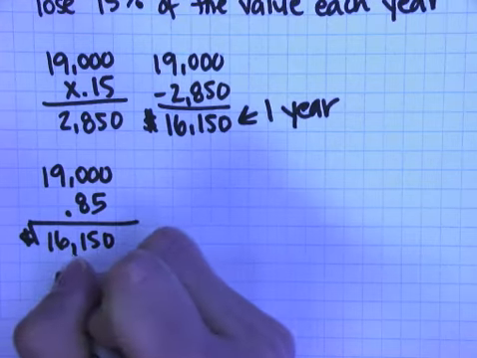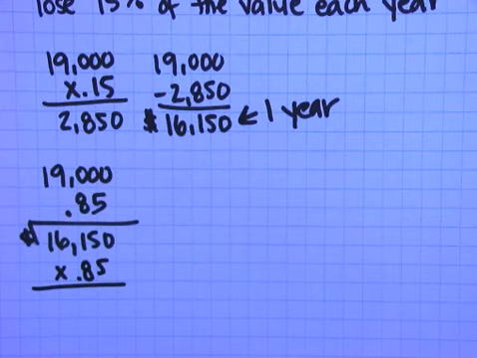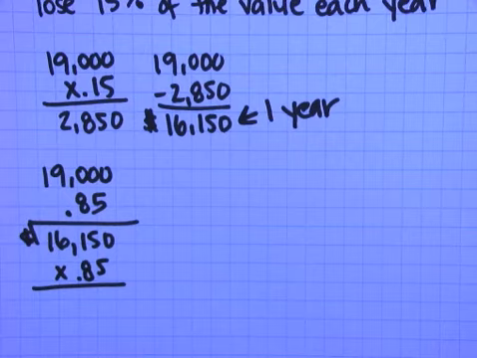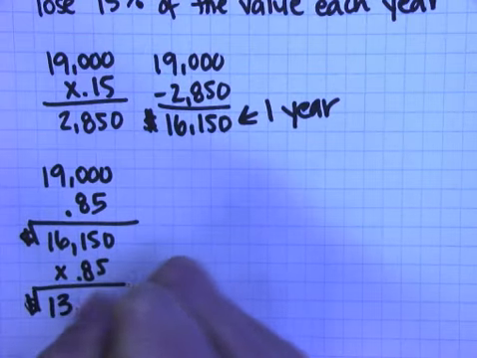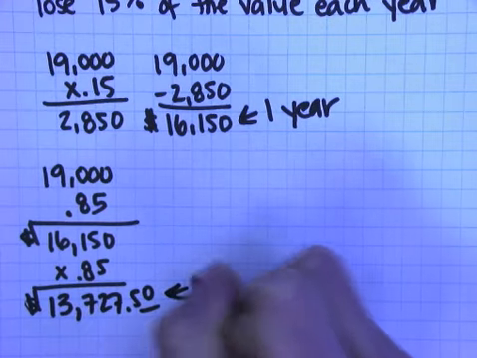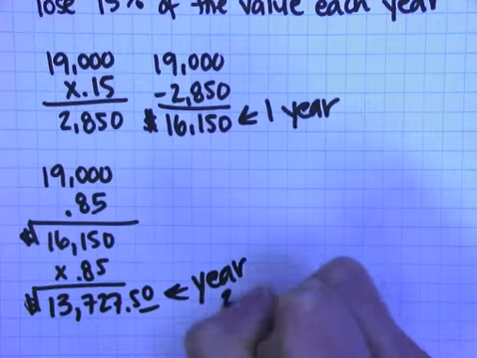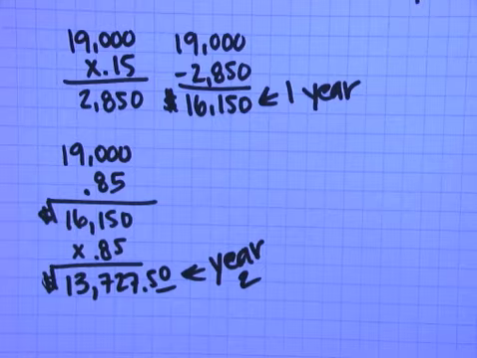Now, to find out how much my car would be worth after 2 years, I could just keep multiplying by 0.85 each time, and I would have, let's see, 16,150 times 0.85. The next year, after year 2, my car would be worth $13,727.50. And I could just keep multiplying by 0.85 over and over again, and that would give me how much my car is worth each year.